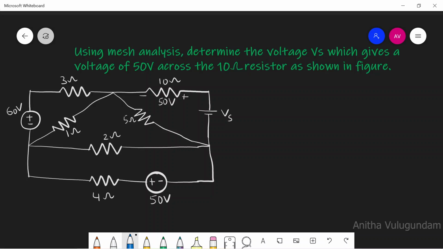In this video, I discuss a problem on mesh analysis. Using mesh analysis, determine the voltage Vs, which gives a voltage of 50 volts across the 10 ohm resistor as shown in the figure. We are supposed to find Vs using mesh analysis. Let us see the figure.